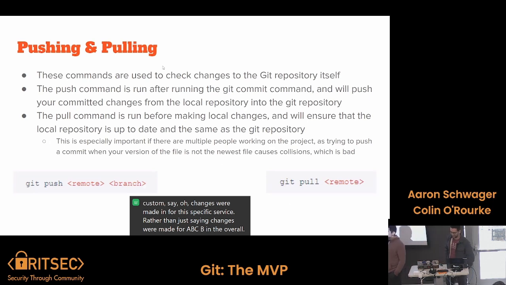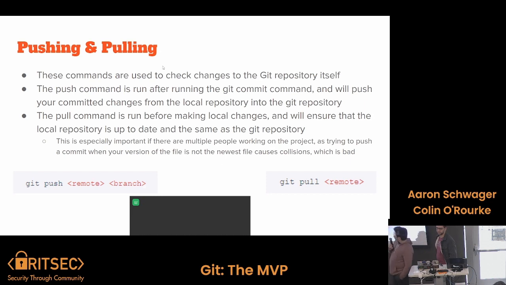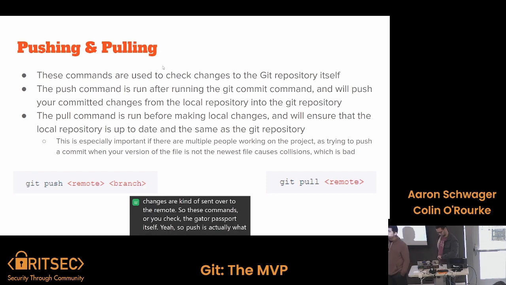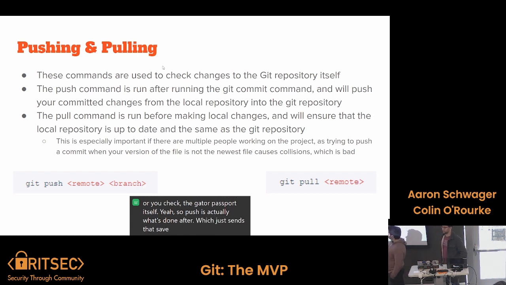Pushing and pulling. This is where changes are sent over to the remote repository on Git. These commands are used to check changes to the Git repository itself. Push is what's done after you commit a change. Push just sends that saved commit into the remote repository.